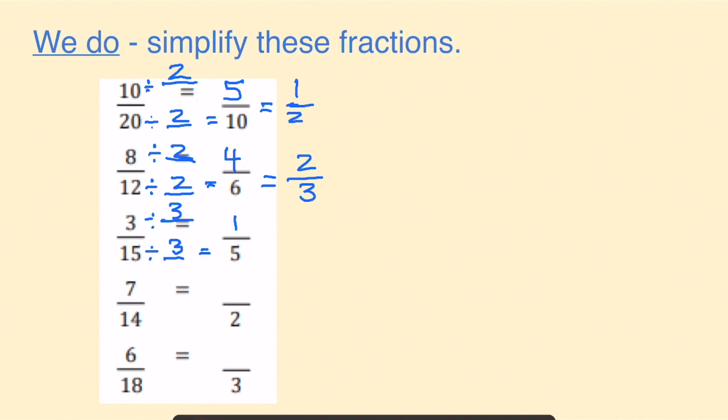7/14. 14 divided by something equals 2. I know that 14 divided by 7 equals 2. So I'm also going to divide this numerator by 7 to give me a numerator of 1, so 1/2.